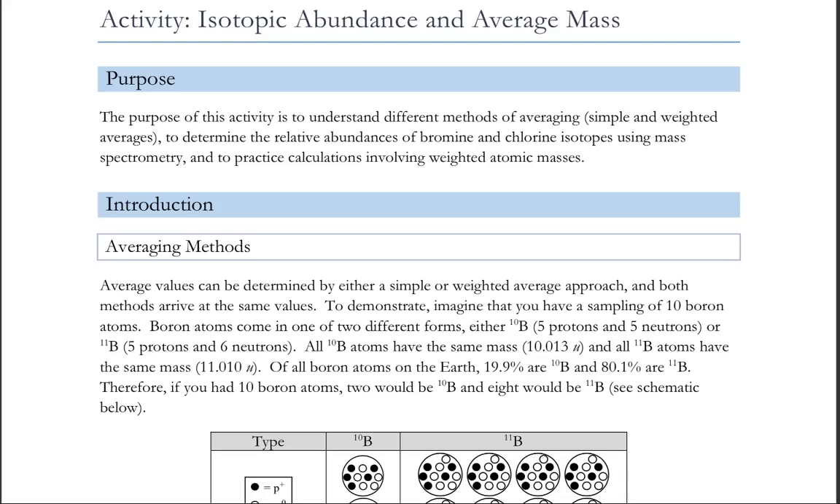For the isotopic abundance and average mass activity, we are working with averaging, primarily weighted averages, in an effort to understand what atomic masses and molar masses are all about. We're also looking at mass spectroscopy to understand where the abundances of the various isotopes of an element and their masses come from.